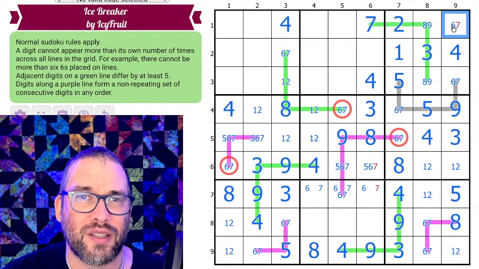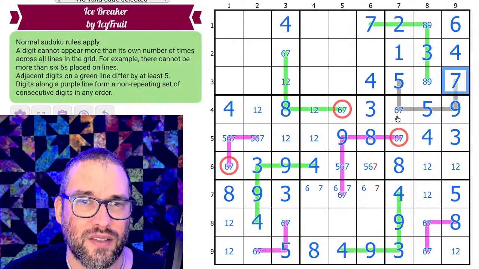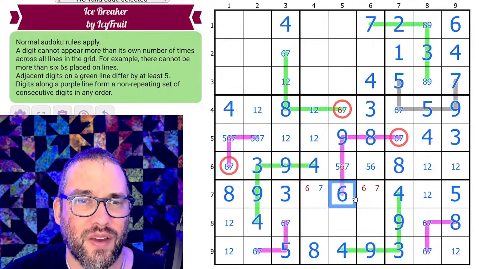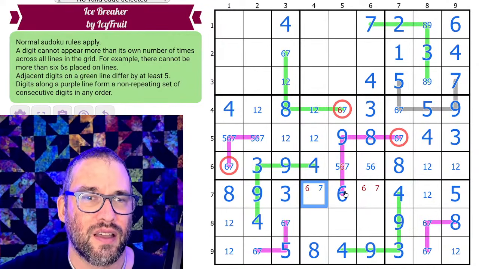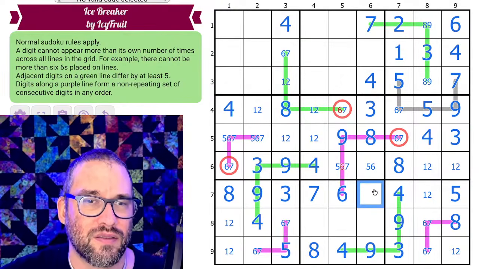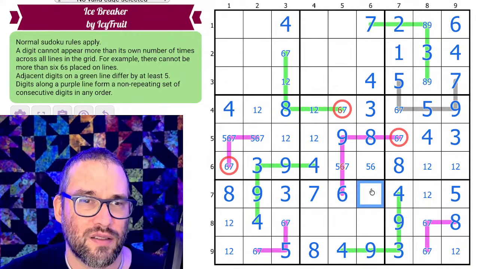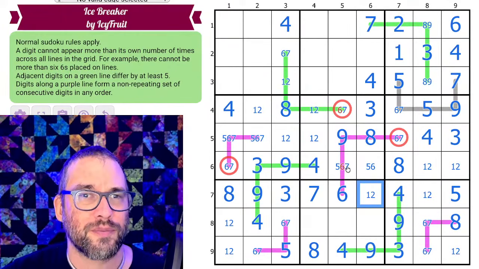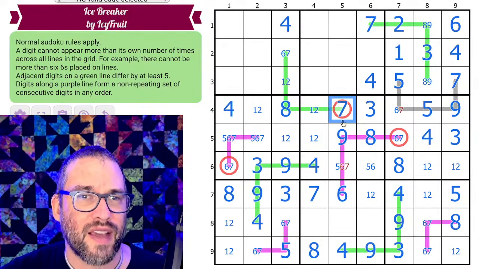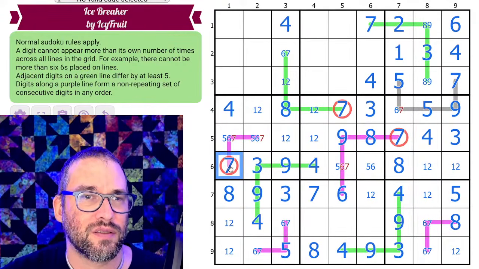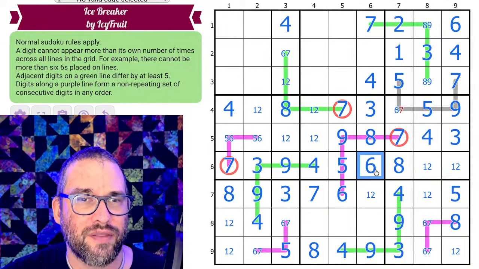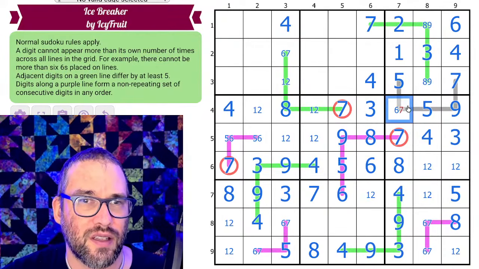So that's a 7. That is going to, let's see, 7 is now vertical in box 5. So that's a 6. So that must be our 7. This is our other 1, 2 for the row. That's a 7, so red circle is 7. That's only a 5. That's a 6. That's a 6.